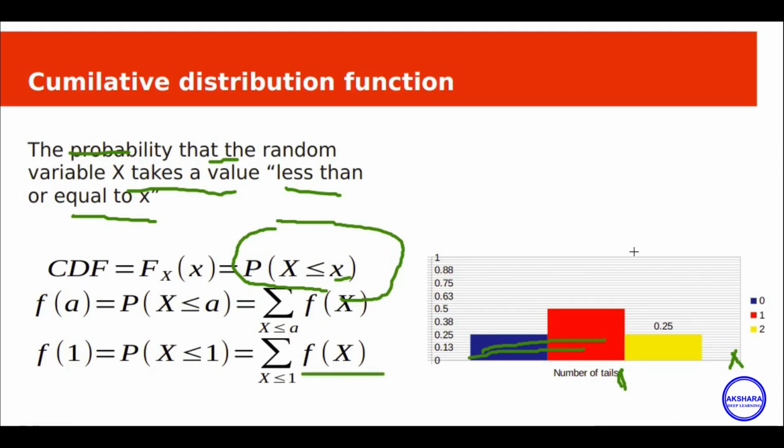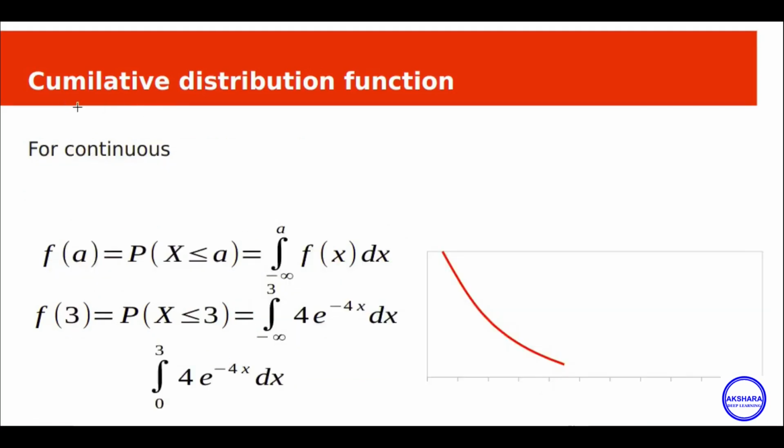This is an example for calculating the CDF for a discrete random variable. Here our experiment is flipping a coin, and the number of tails will be the discrete random variable. Let's see the cumulative distribution function for a continuous random variable.